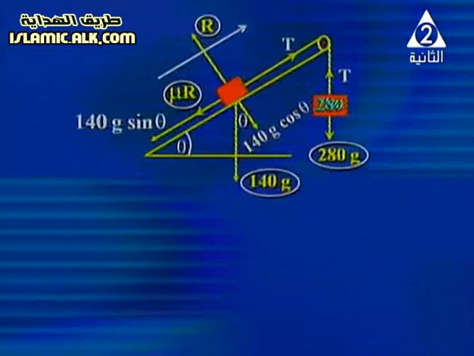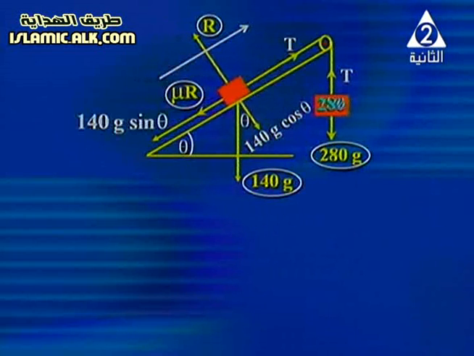Dear student, rough plane. What do you mean by rough plane? Excellent student. We have friction force. The body has friction force μR. And look at the opposite figure, dear student. The first body, 280. Its equation is 280a equals 280g minus T. The second body is 140.